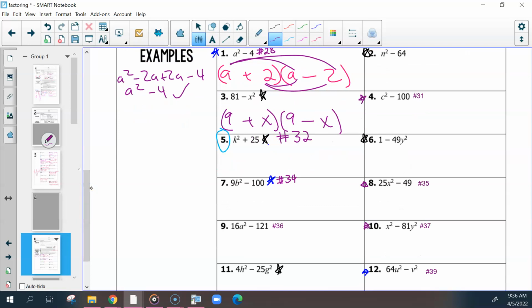But if we do something like number 5, could we do that one? Because this does have a perfect square term, so does this, but this is adding. Because this is adding, this would be prime.